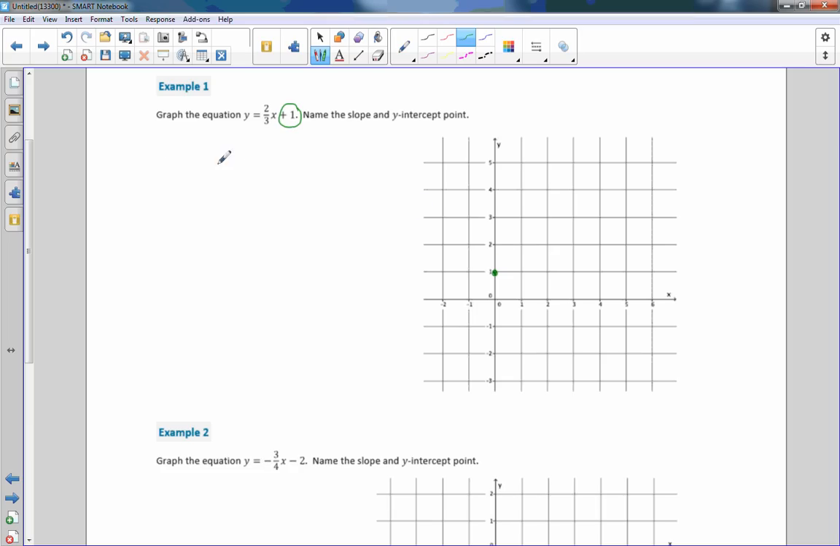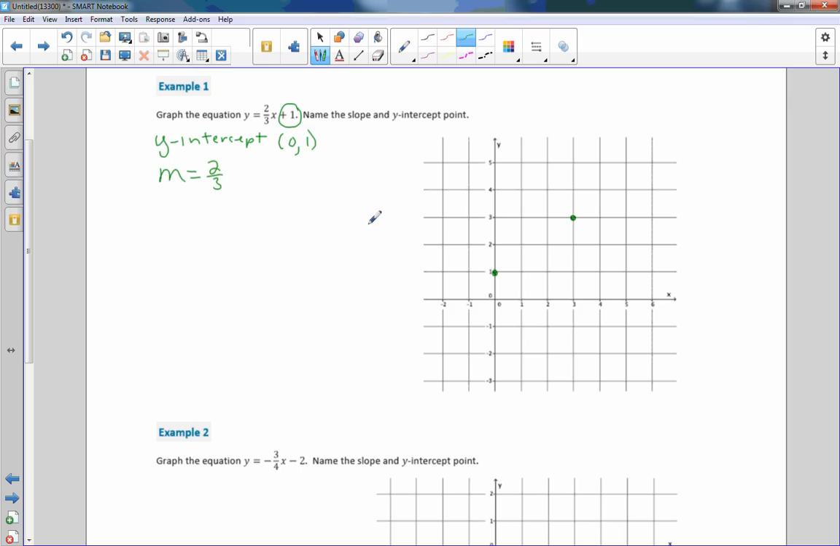Okay, so my y-intercept, notice it says name the slope and y-intercept point. My y-intercept point is the point (0, 1). And my slope m equals the variable coefficient, 2/3 x. My slope is 2/3. That would mean to start at this point, go up 2 and to the right 3.